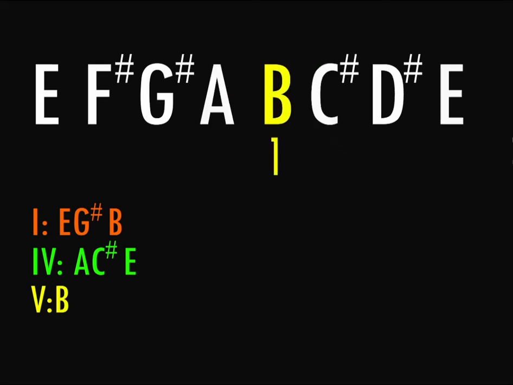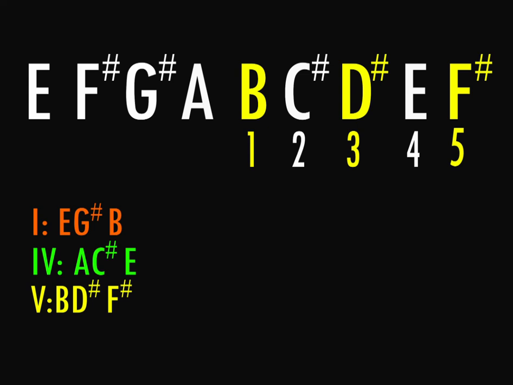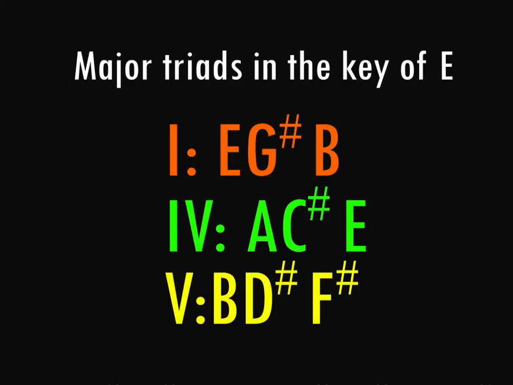Now we can do it with B in the same way. B is our 1. We count up and we get to D sharp, and that's our major third. And then we keep counting and we get to F sharp, and that's our 5th. Now that we have the notes of our triads for the key of E, we can use those to find as many major triads in the key of E as we want.